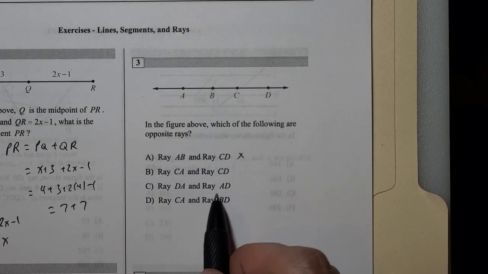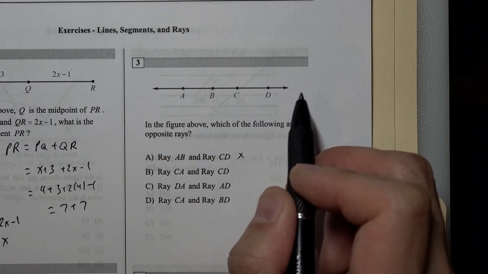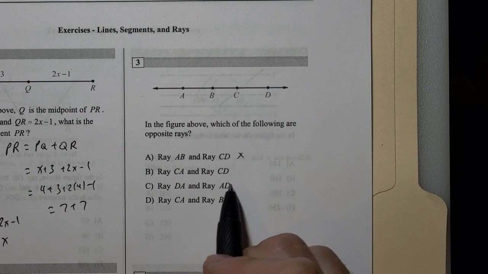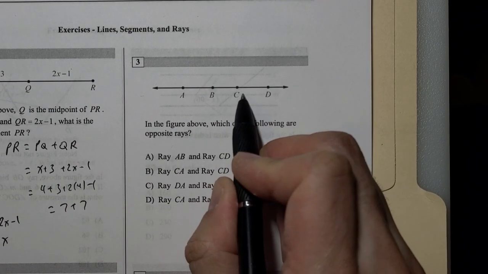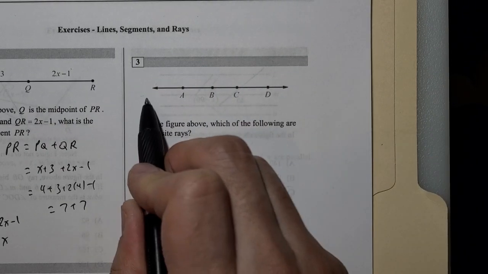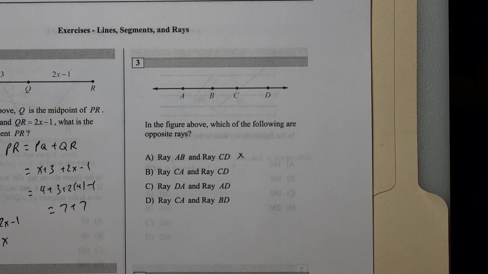DA, AD. Okay, they point in different directions. Let's keep that, but there can't be two answers, right? So I'm missing something, but let's continue for now. CA, I know what I'm missing. CA points this way, BD points that way. So we eliminated one just by it pointing in the same direction, okay?